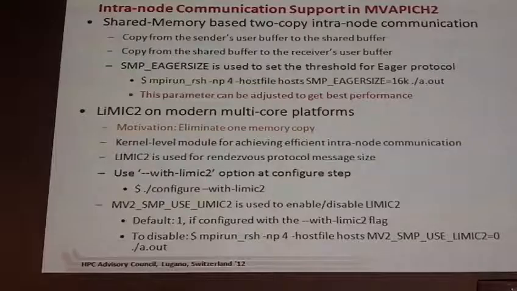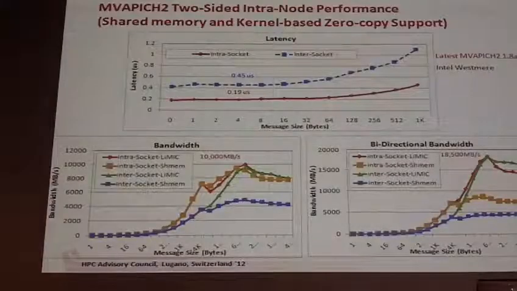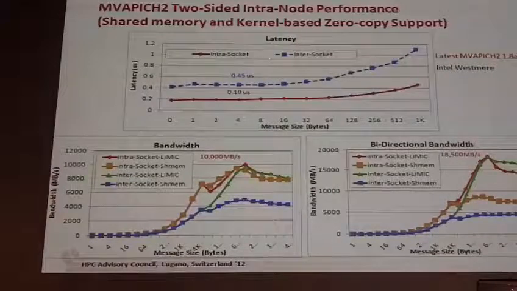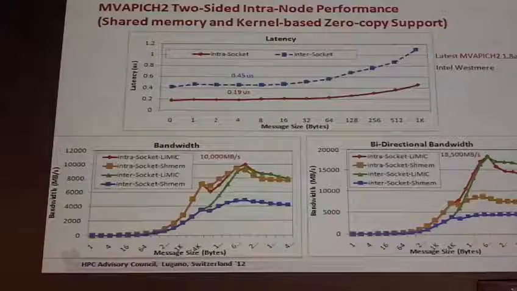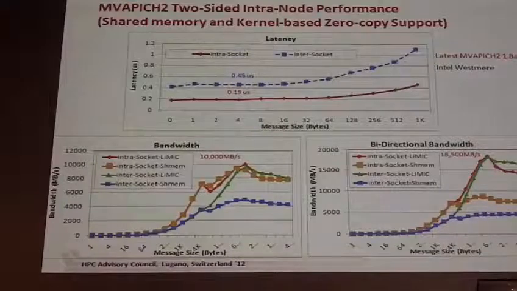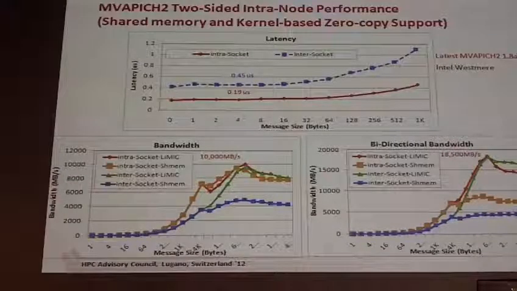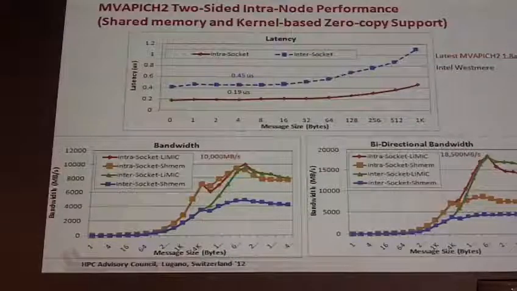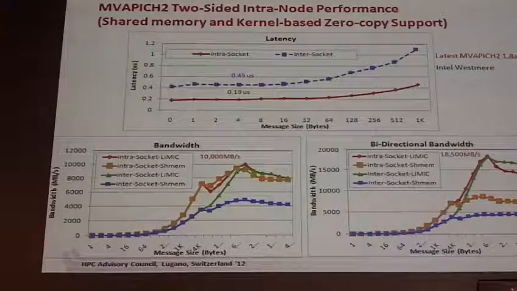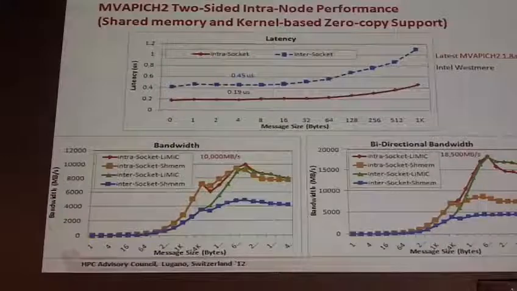And here are some examples of how you can turn on LiMIC, the kernel module, and it shows the numbers. On the shared memory side, we continuously optimize this design, and this is the very latest number we have with MVAPICH2 1.8.2 on Intel Westmere. Using the standard shared memory, we can give you 190 nanoseconds from one core to another core within the socket. No other MPI stack comes this close. Inter-socket it's around 450 nanoseconds, and these are primarily used for short messages.